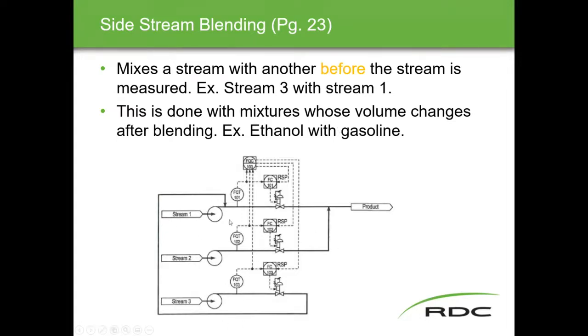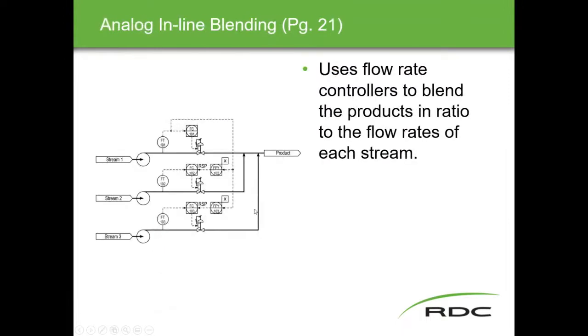If you see a diagram like this, it represents side stream blending, when it gets introduced before the measurement of the wild stream, whereas in regular analog inline blending, it's all measured in line. This is measured, this is measured, this is measured.